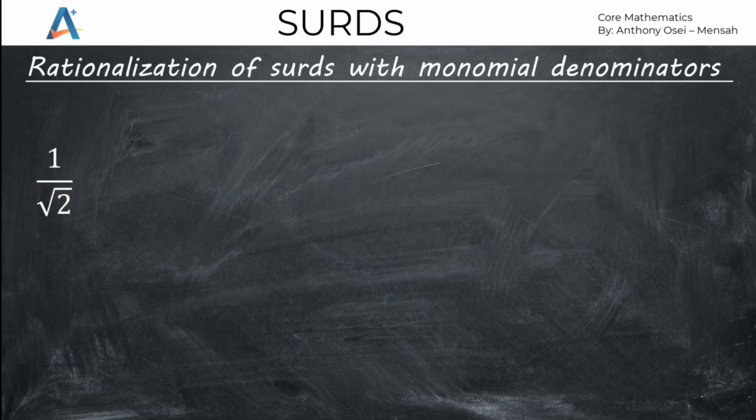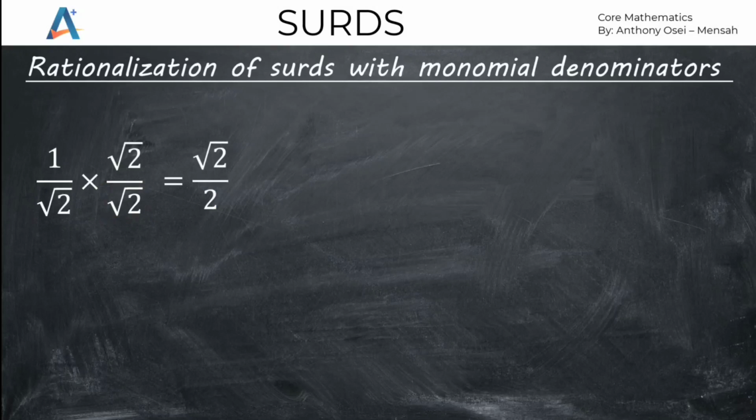To rationalize it, the process is very simple. You have to multiply the numerator by the same denominator, which is a surd. So you multiply 1, which is at the numerator, by the root 2, which is a surd, and still multiply the denominator with the root 2. In view of this, 1 times root 2 will give us root 2. And then root 2 times root 2, as we studied in the properties of surds, will turn into 2.